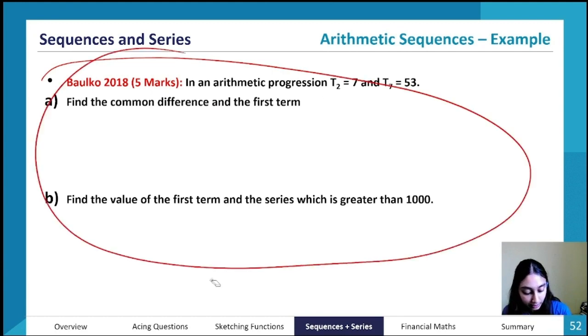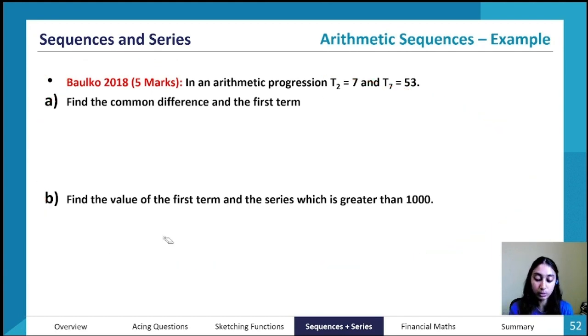I'm not going to give you any time to go through it on your own, so you can pause if you'd like to go through this. Okay. So Baulkham Hills 2018. In an arithmetic progression, T2 is equal to 7, T7 is equal to 53. Find the common difference and the first term.